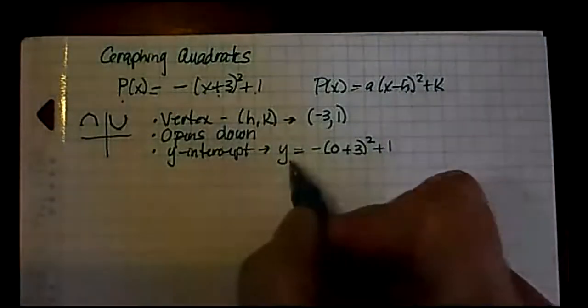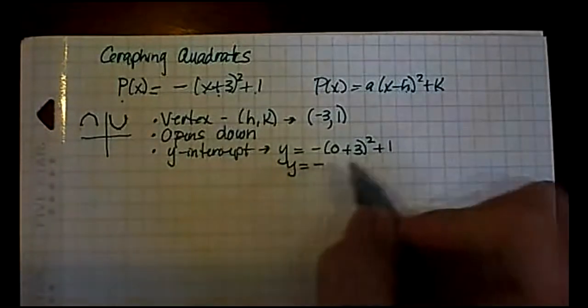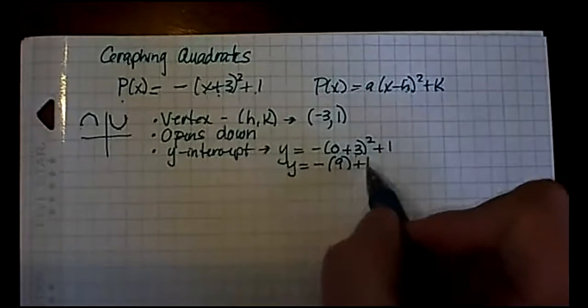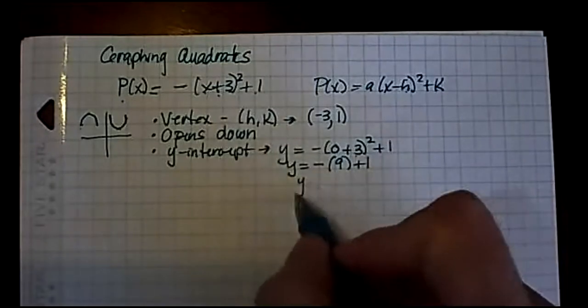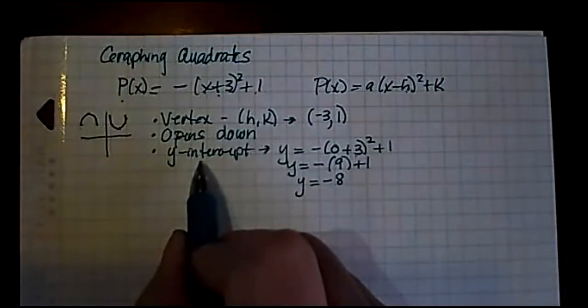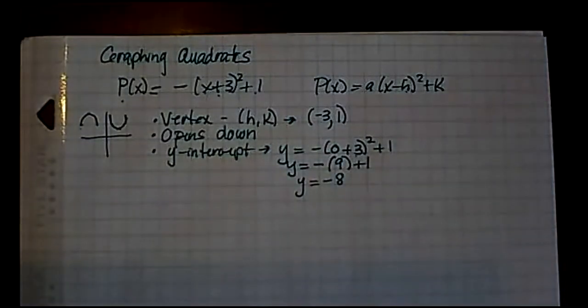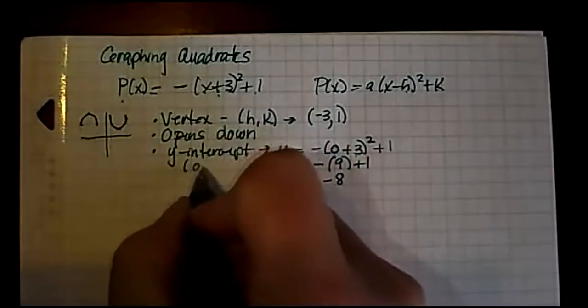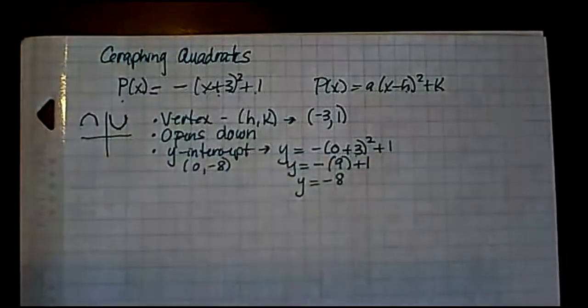Okay, so y equals a negative. This becomes 3 squared, 9. So what's a negative 9 plus 1? y equals a negative 8. So you have to write the y-intercept as an ordered pair, because the y-intercept is where it goes through the y-axis. So the y-intercept then is going to be (0, -8).